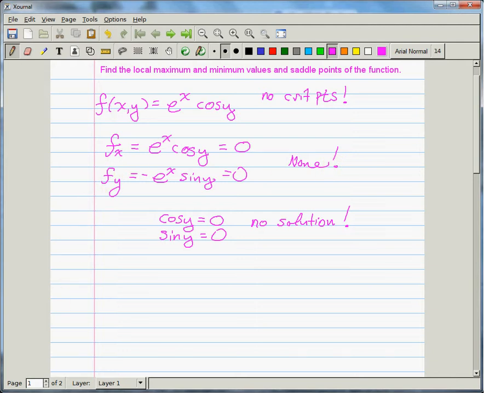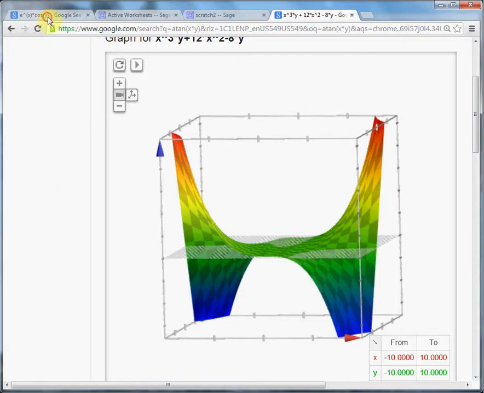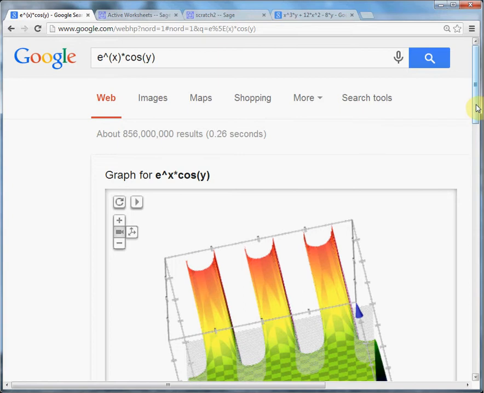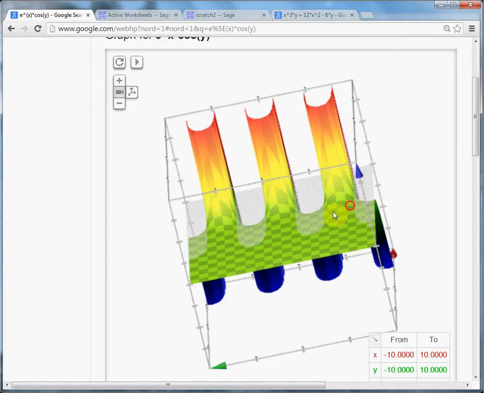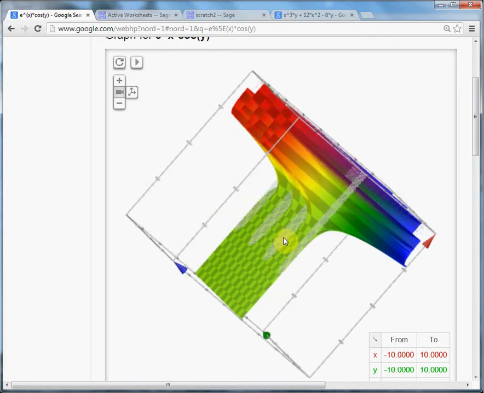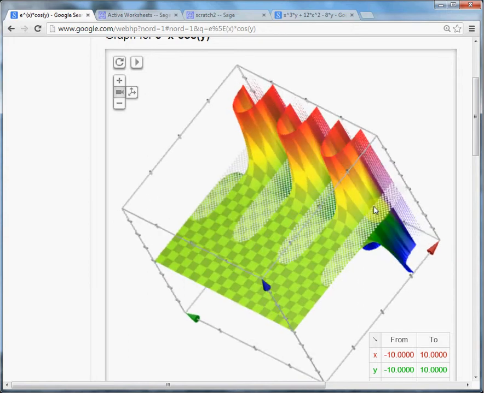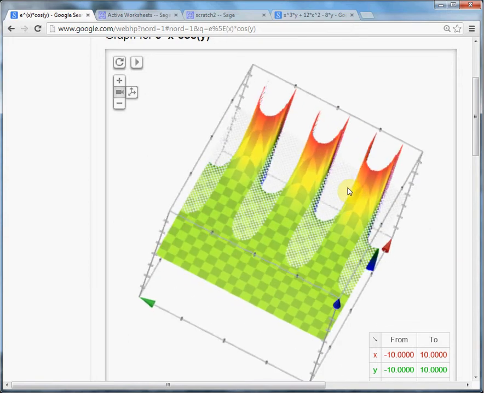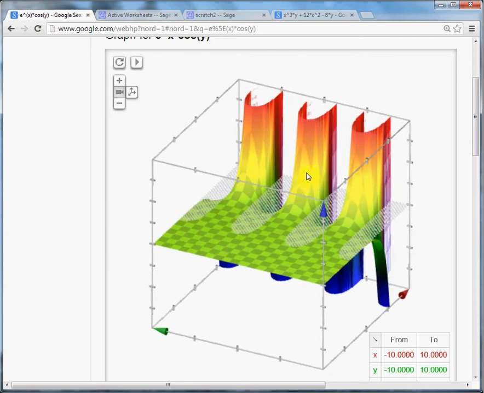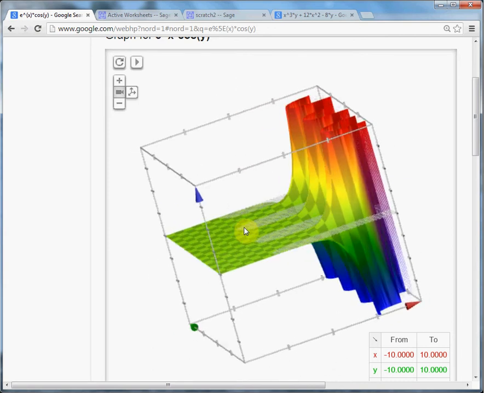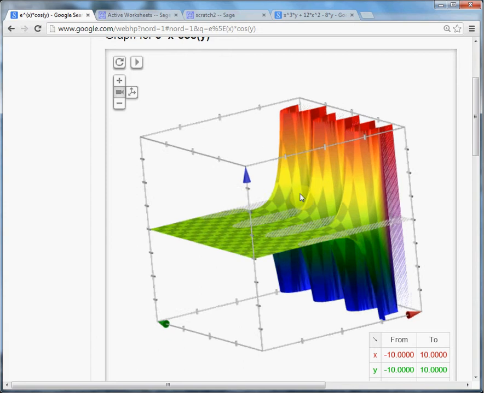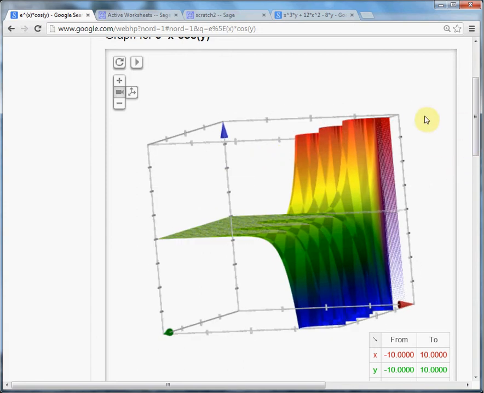And if you look at a graph of this, you can convince yourself that it's true. This thing makes actually a pretty cool graph. So here's the graph of e to the x times cosine y. This is going in the x direction, going up, just like the exponential function. And as you go in this direction, cosine y is making things positive and negative, so you get this pretty folded shape. But the important thing to notice is that there are no local maxima, no local minima, and no saddle points. So the picture agrees with our derivation.